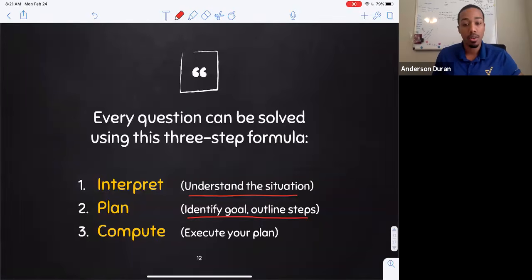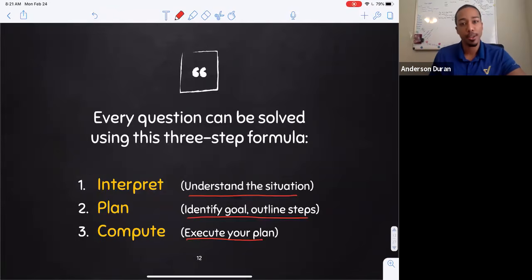Identify the goal, and outline your steps. And lastly, execute your plan or compute. This is the last thing that you do. So take a moment, everybody, take a picture of this, write it down, because this is what we're going to be using with every single type of problem.